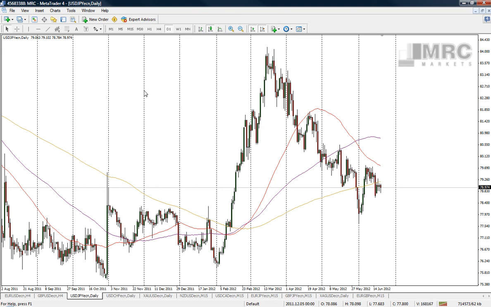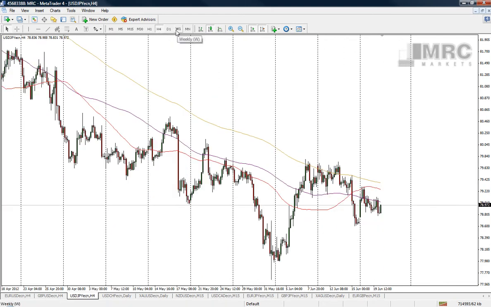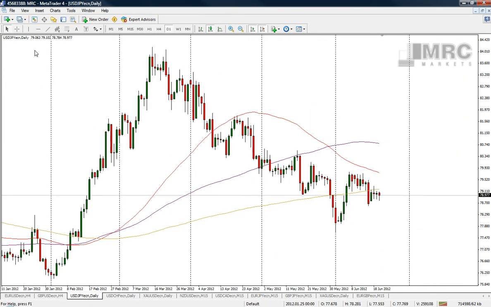Dollar yen, I'm not really too interested in this chart, to be honest. It's not the most technical of charts. What do we have? We have a trendline resistance on here, which is playing out. That's pretty much all that I'd be interested in, to be honest.